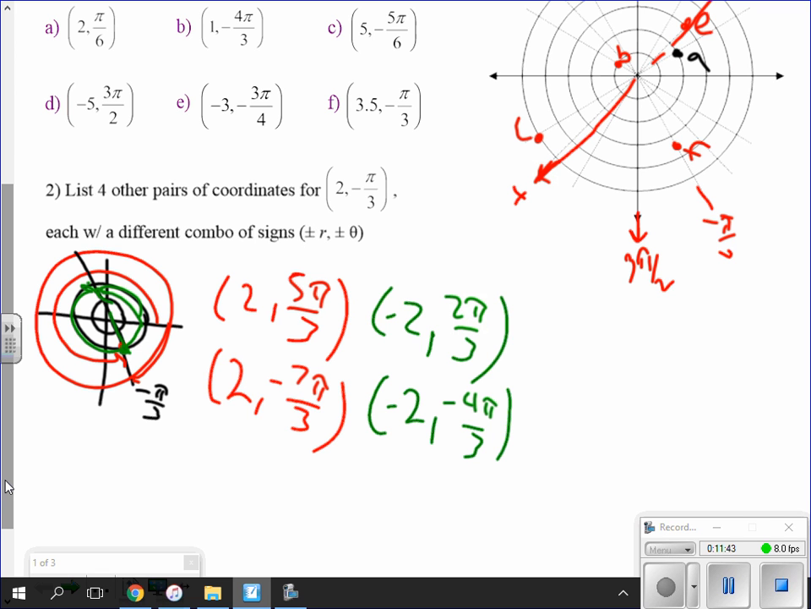So unlike regular coordinate points, which only have one possibility for the way of naming them, with polar coordinates, you have an infinite number of ways of naming them. Generally speaking, we try to keep it between 0 and 2 pi, and then the positive distance makes it work nice, but you can do anything.